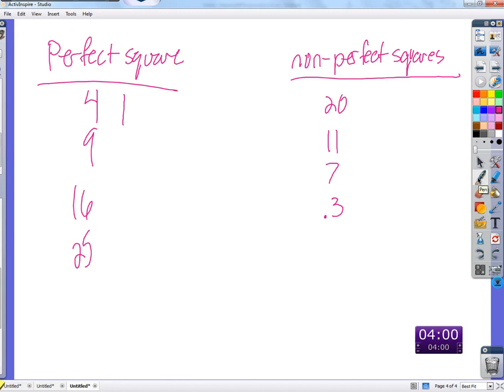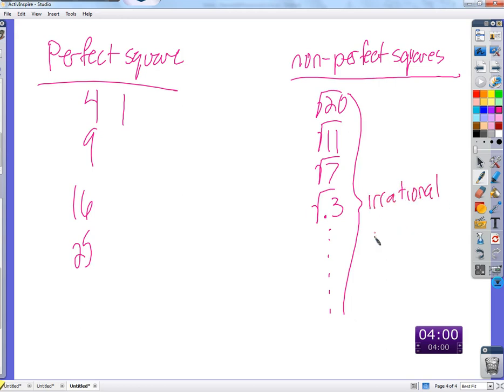So what we call these, when you try to take the square root of a number that is not a perfect square, all of them, and however many more you can list, are irrational numbers. Okay. So all non-perfect squares are irrational numbers, but it doesn't work the other way. Not all irrational numbers are non-perfect squares.